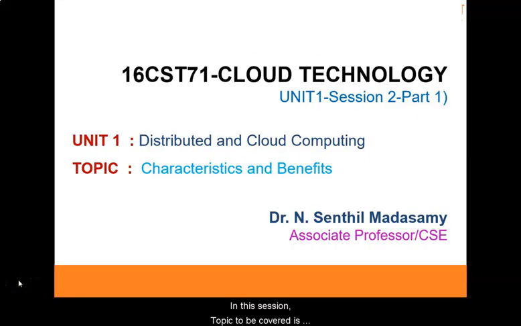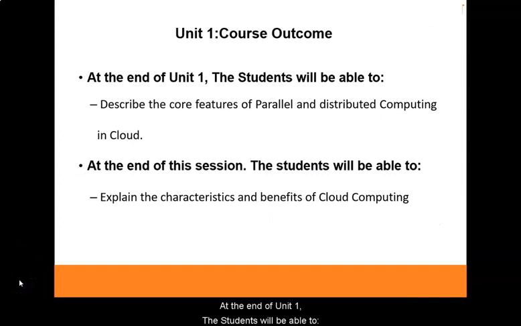In this session, the topic to be covered is characteristics and benefits under Unit 1, distributed and cloud computing. At the end of Unit 1, the students will be able to describe the core features of parallel and distributed computing in cloud. At the end of this session, the students will be able to explain the characteristics and benefits of cloud computing.